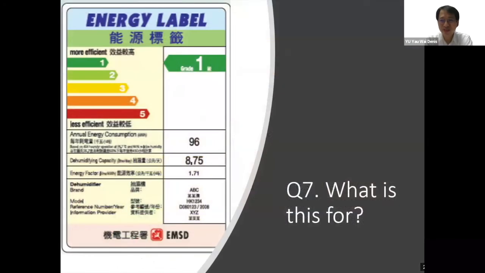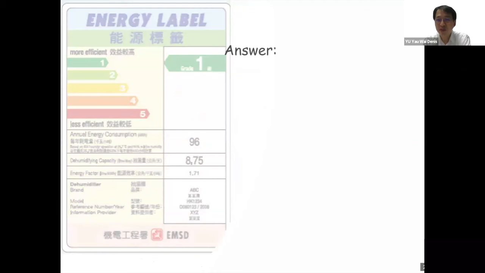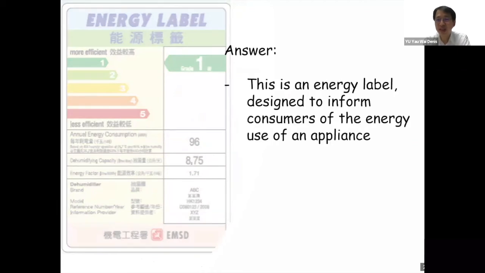Question number 7. What is this for? Some of you may have seen this label before on air conditioners, on refrigerators, on dehumidifiers. And these labels are actually called energy labels. And if you look at the information in it, it tells you the consumption of energy for certain appliances.